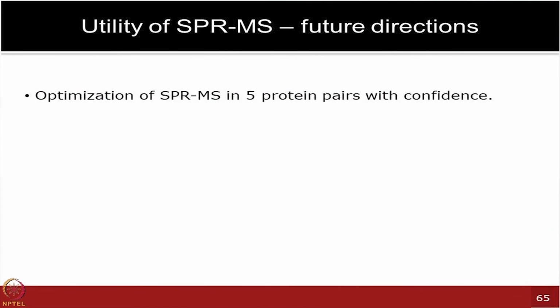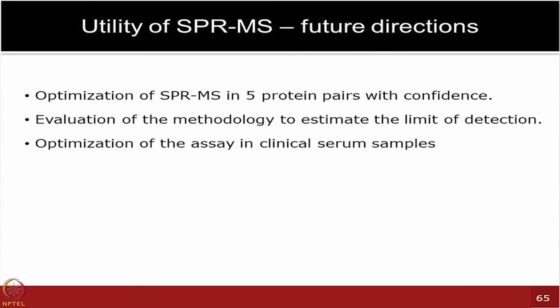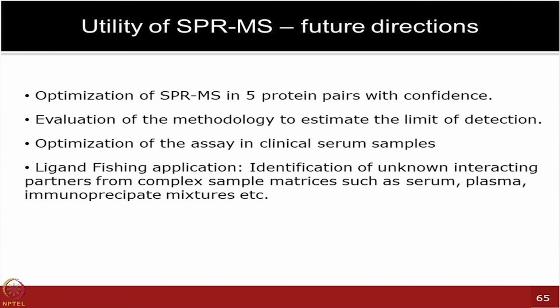All right, so SPR-MS, now we have tested with at least 5 protein pairs, which looks more confident. We are evaluating this technology to see the limit of detection and what could be best used, and some of these could be heavily useful for clinical assays, especially serum type samples. You have a known protein of interest and you want to see where it binds with other interactors. So a lot of ligand fishing applications can be thought of based on this, which is what we are testing out, and some of the GE application scientists are also working with this.